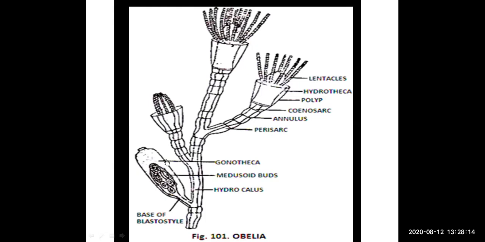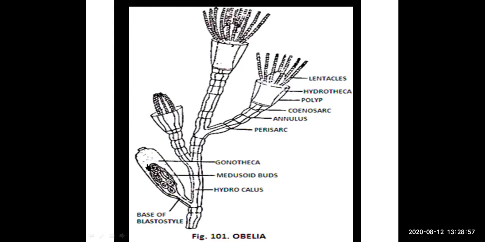Blastostyles are the reproductive zooids of the Obelia colony, hence they are called gonozooids. They are cylindrical, tubular zooids without any mouth and tentacles. They develop from the axil of the polyp. They are lesser in number. The perisarc forms a vase-like structure called the gonotheca around the blastostyle.